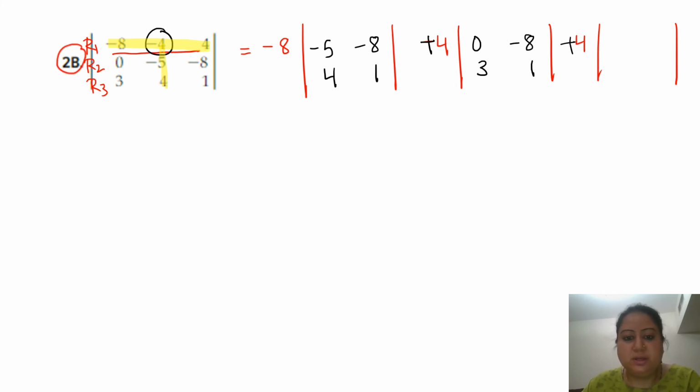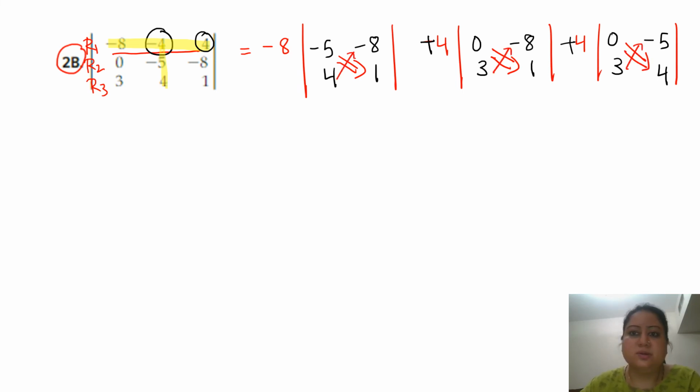Let's write the remaining elements. For the last one, 4, you remove the row, remove the column, so you have these 4 left. 0, 3, negative 5, negative 4. Let's now multiply, apply the primary diagonal rule. First you multiply in this direction, then you subtract the other one. So what do you have?